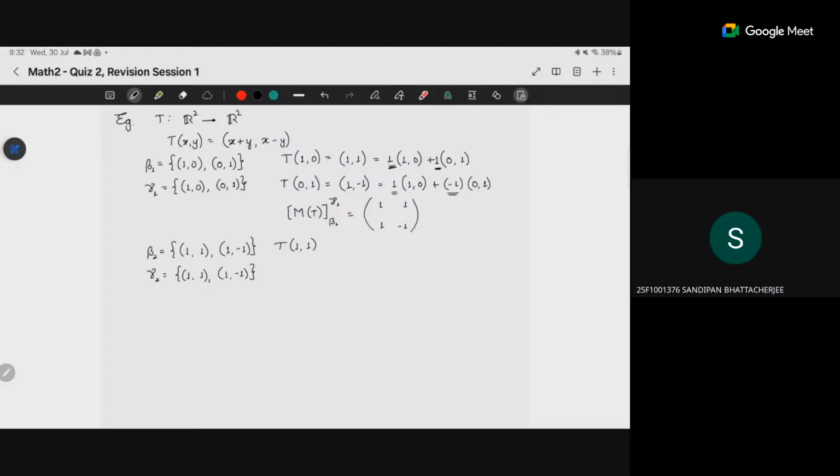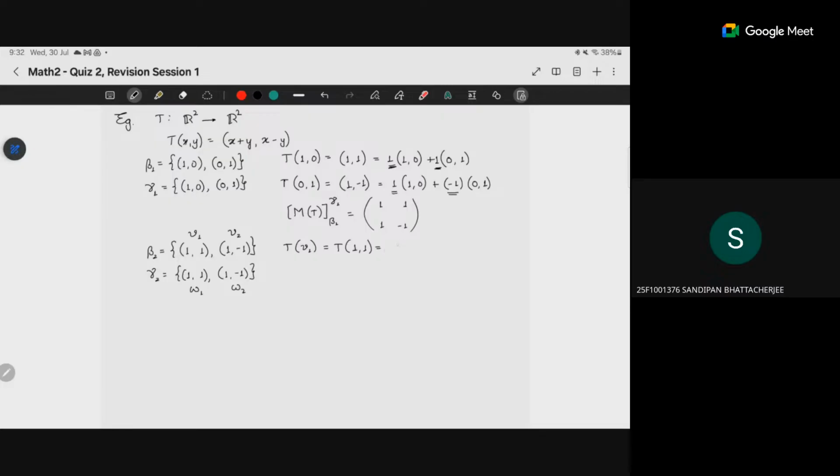So what is T of (1, 1)? It is (2, 0). But how do I express it in terms of the given basis? You want to express it in terms of this basis. For more clarity, let me call these V1, V2 and W1, W2, even though V1 and W1 are the same. You have to first look at T of V1, which is nothing but T of (1, 1).